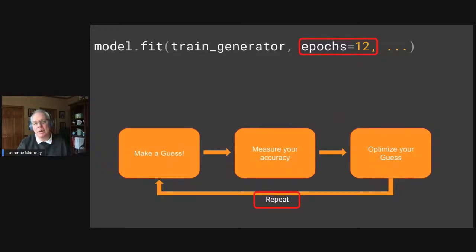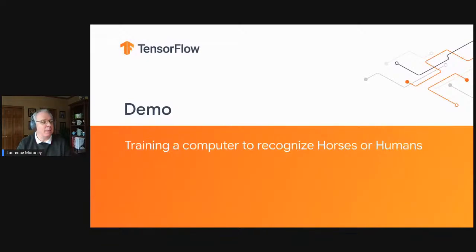And then finally, you're going to fit your model. Again, the clue is in the word fit. Remember I was saying machine learning is kind of pattern matching: you're fitting the data that you have to the labels that you have. So we call this model.fit. And then you're going to pass it a parameter called epochs, which is just the number of times that you repeat this loop. So making a guess, measuring your accuracy, optimizing your guess, and repeat. As you'll see, as you train a model, that's all that's happening there.